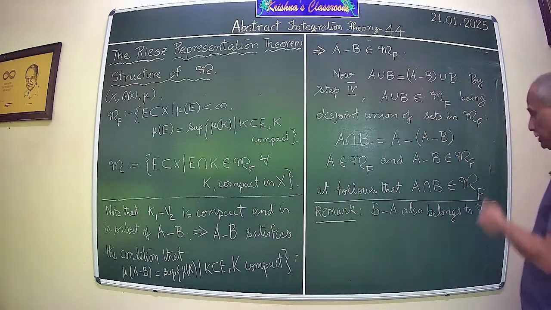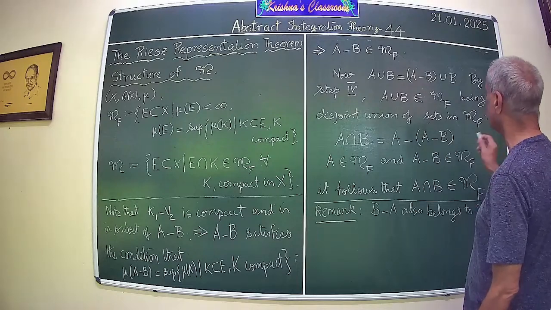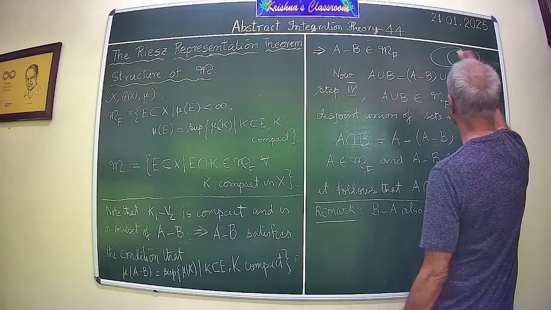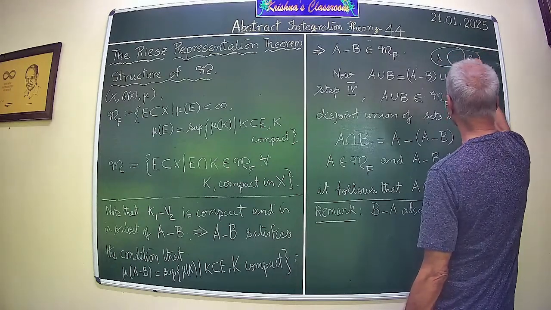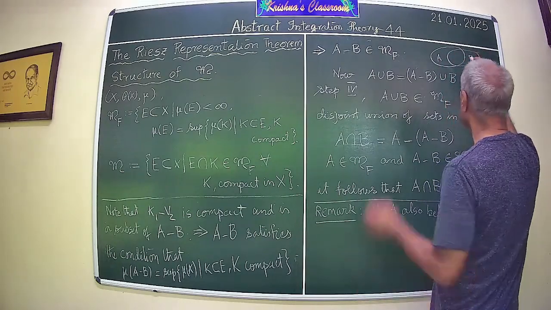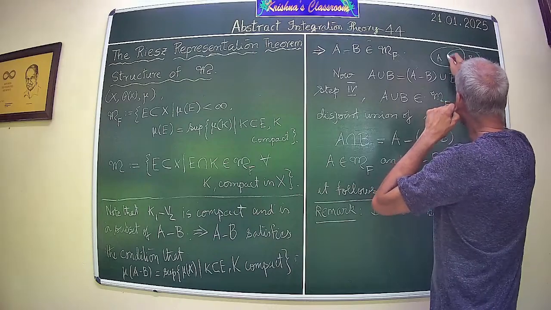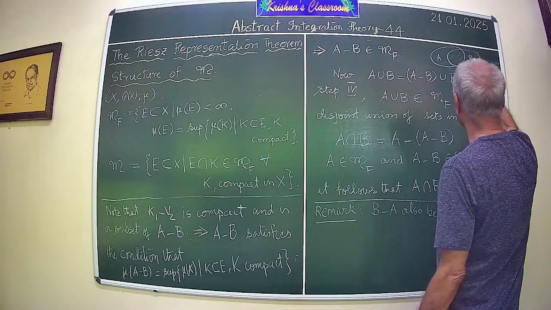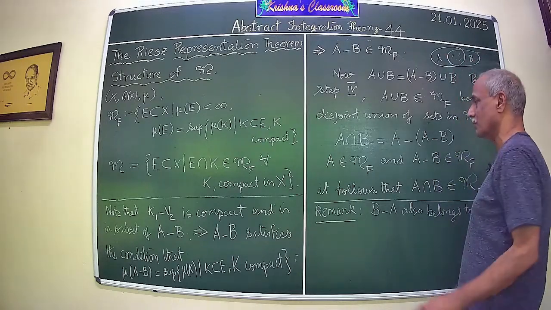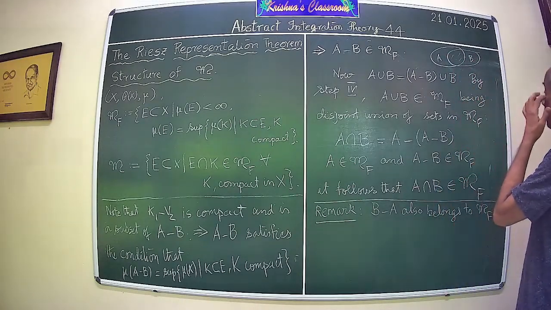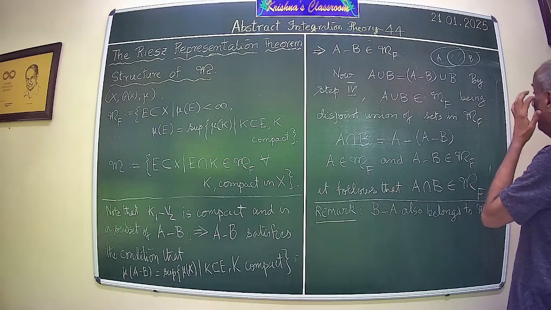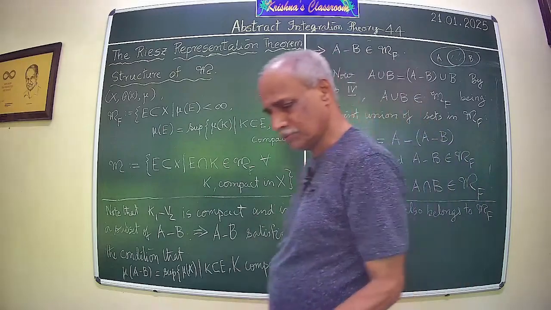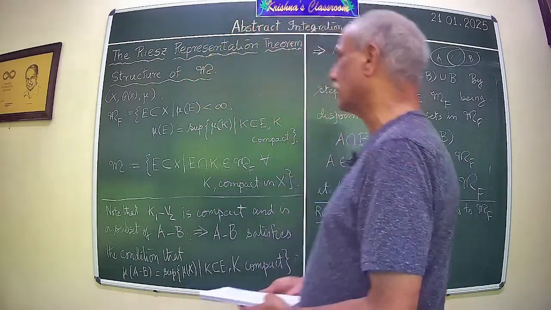So when you have these components, now this is this equation. You have got A, this is A, this is B. Now A union B is the whole thing. Then A minus B is this portion. A intersection B is this portion. And B minus A is this portion. So A union B, A minus B, B minus A, A intersection B, they are all in MF. That's a nice step.